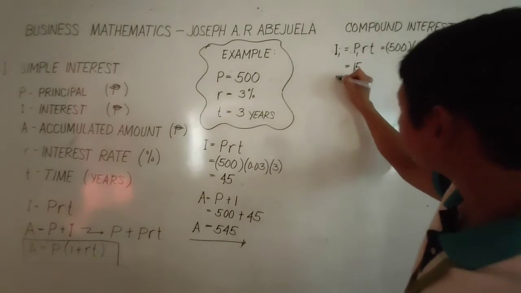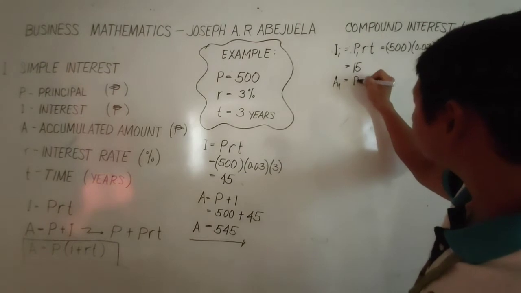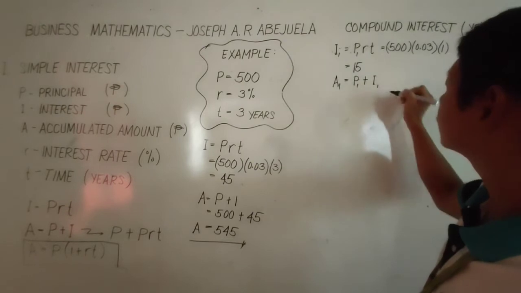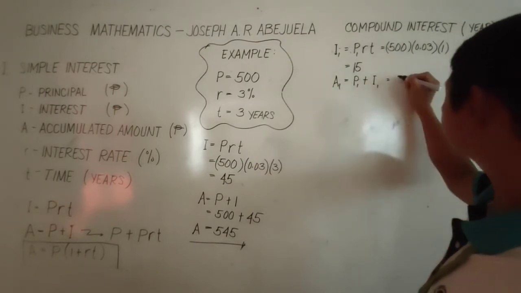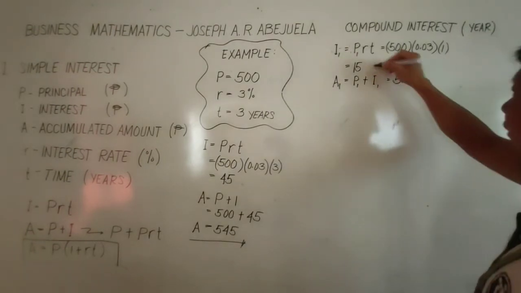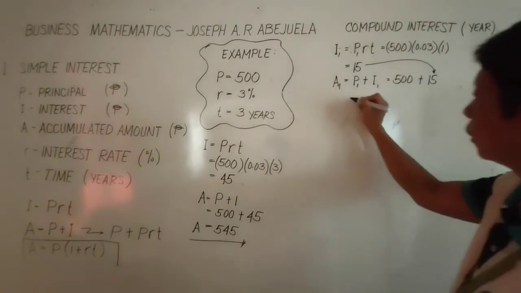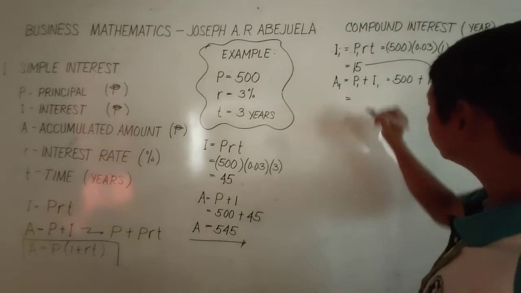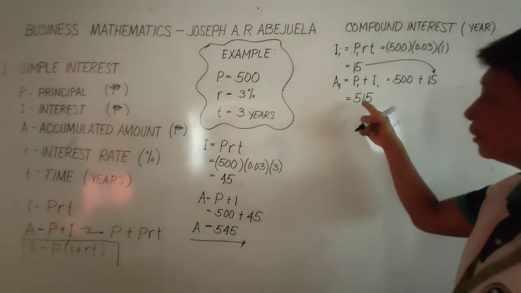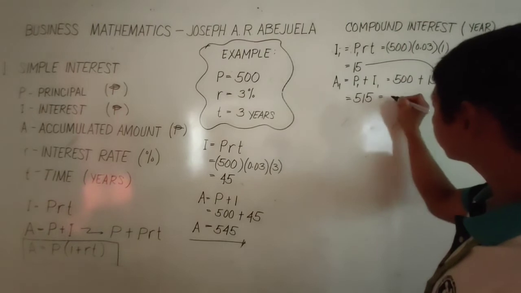And the accumulated amount for the first year, A1, is the principal amount, P1, plus the interest amount, I1, equals 500 plus 15. So our accumulated amount for the first year would be 515. And this accumulated amount for the first year would be the principal for the second year.